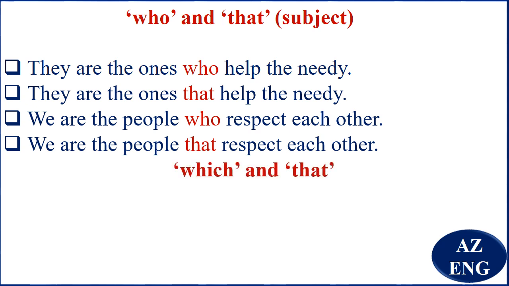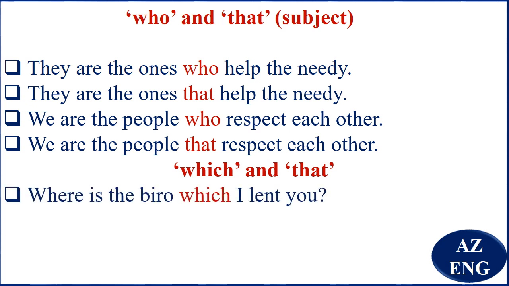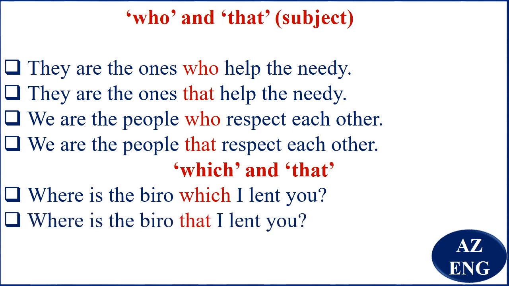But look, using which and that, for example, where is the biro? You see, biro is not a person. The previous examples, the first four examples, are human beings, so you can use either who or that for them. But you see, biro is a thing, so you say which. Where is the biro which I lent you? And I can use, where is the biro that I lent you?